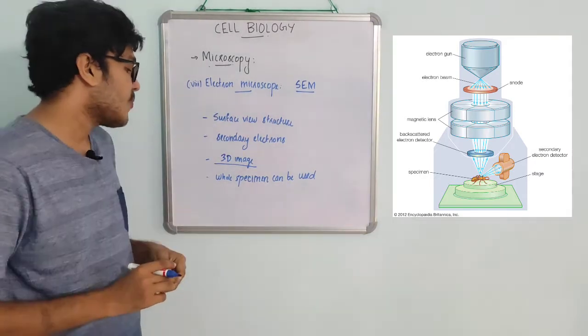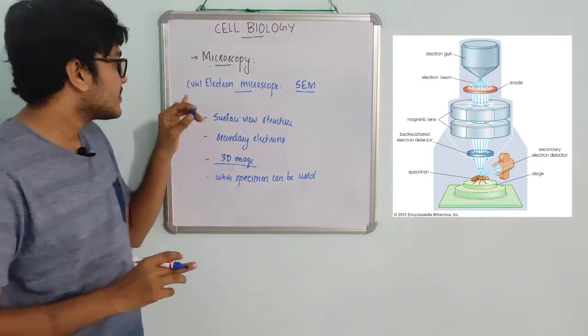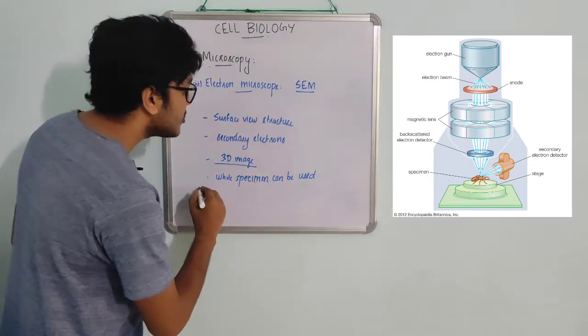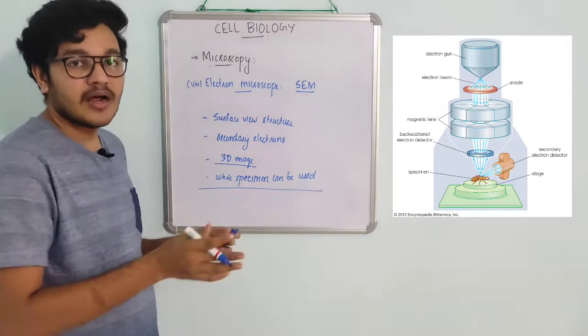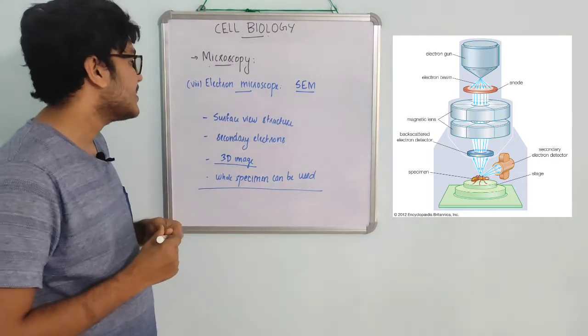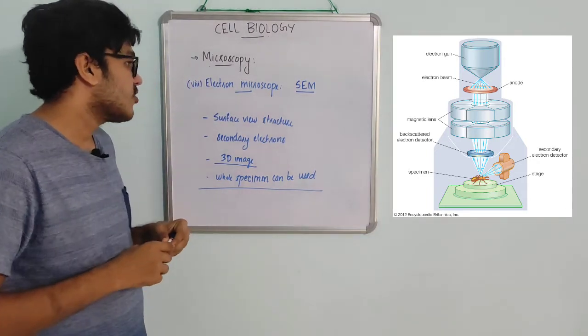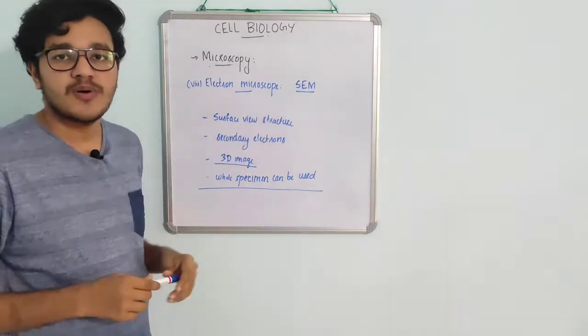Another advantage of the scanning electron microscope is that a whole specimen can be used to understand the structure. A whole specimen can be used. So that's a major advantage of the scanning electron microscope. So that's all about the electron microscope.